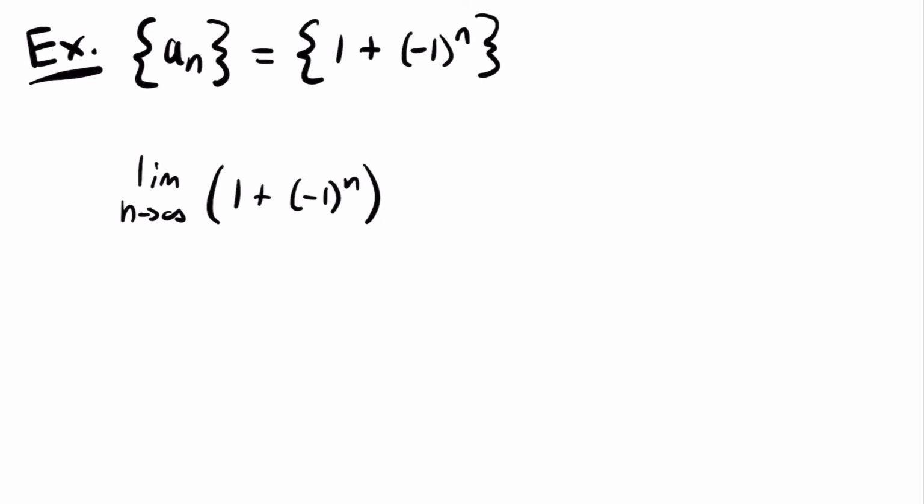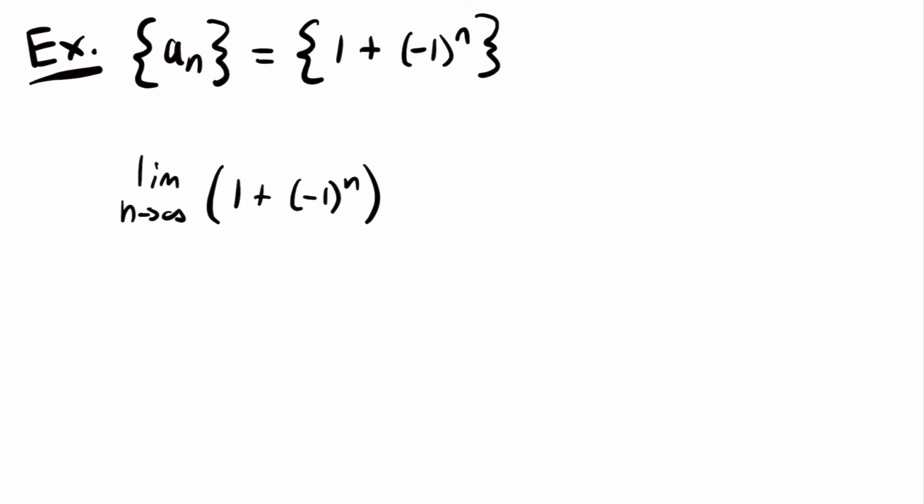Now in this case, we're actually not going to be able to solve this limit. The limit as n approaches infinity of 1 is just 1, but the limit as n approaches infinity for -1 to the power of n is going to give us an issue. That's because -1 to the power of n, as n gets larger, is only going to produce 2 different results. If -1 is raised to an odd power, it's going to be -1, but if -1 is raised to an even power, then it's going to be +1.